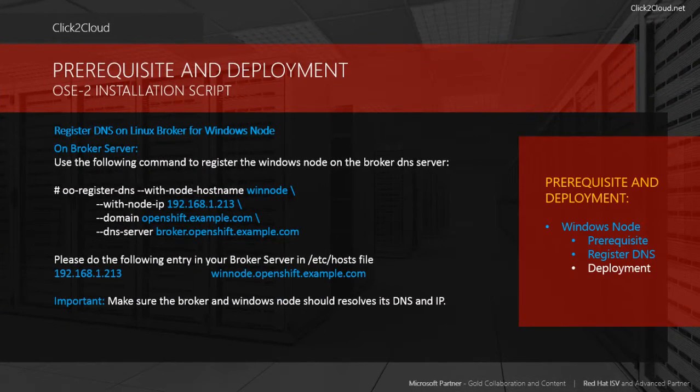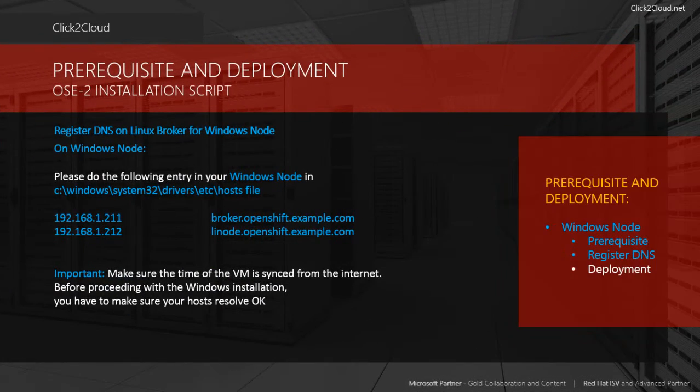Next, we need to register DNS on the Linux Broker for the Windows Node. For that, we have to log into the broker server and use the displayed oo-register-dns command. Then we need to make the given entry in the host file on the broker server. We also need to make the given entries in the Windows Node host file so that the broker and Windows Node can communicate with each other. Now let's do it practically.